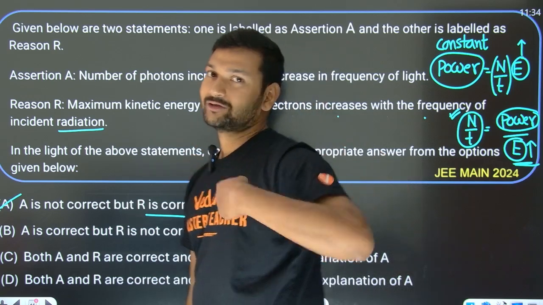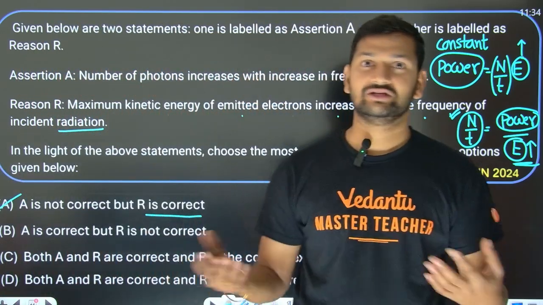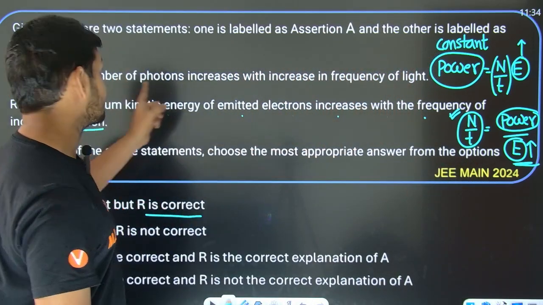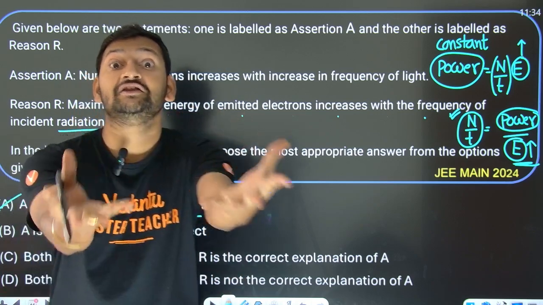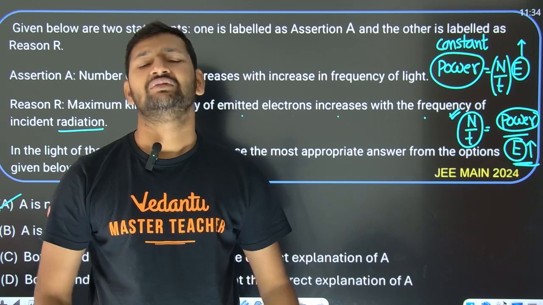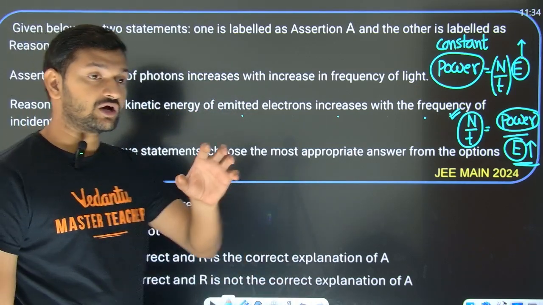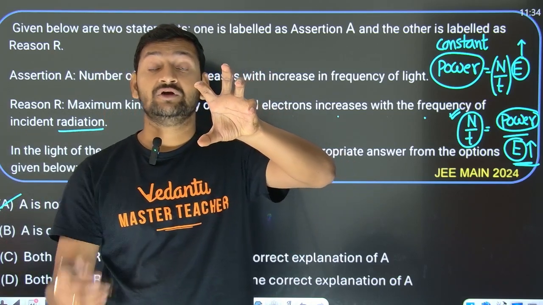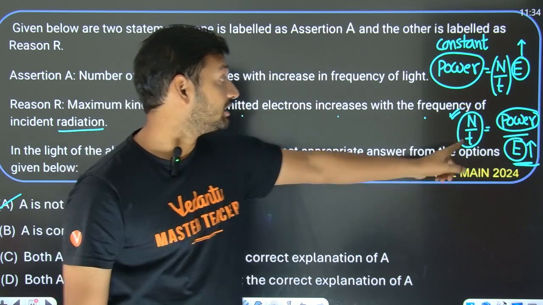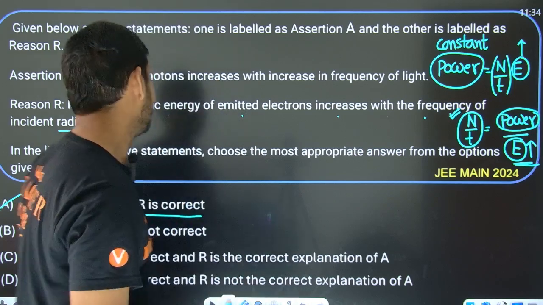But according to me, it's an ambiguous question. Just because it is JEE, I have taken the liberty of giving you an answer, but it's ambiguous. Why? They mentioned the power of the source which is generating the photons, but never mentioned that it has constant power. But I assumed it, what to do? Okay. So if you talk about a constant power source, and you increase the frequency of photons coming out from it, then automatically the number of photons will go down. The intensity will go down.